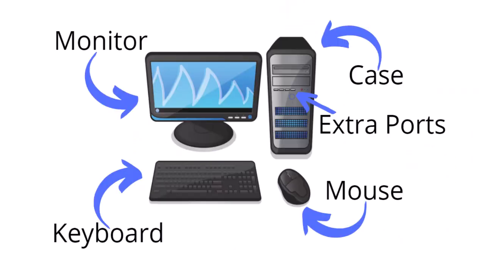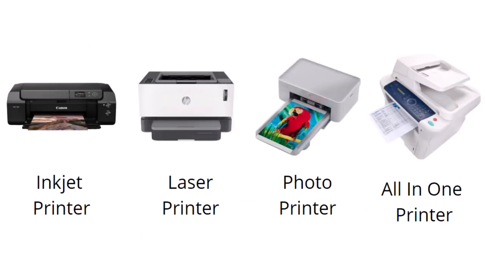Let's look at the external parts of a computer. The most basic computer setup usually includes the computer case, monitor, keyboard, and mouse. But you can plug many different types of devices into the extra ports on your computer. These devices are called peripherals. A printer is used to print documents, photos, and anything else that appears on your screen. There are many types of printers, including inkjet, laser, and photo printers. An all-in-one printer allows you to scan and copy documents.